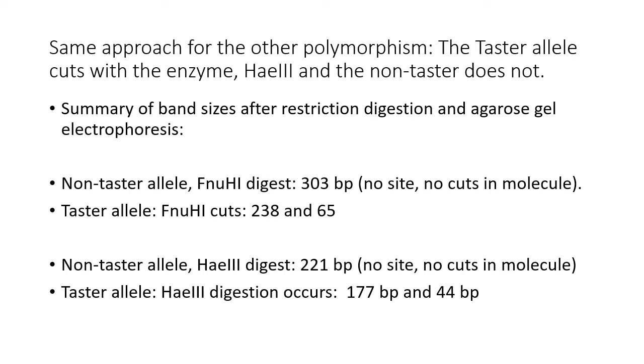Okay, so summary for the FNU enzyme. The non-taster allele is 303 base pairs, and the taster allele cuts into 238 and 65. Okay, I'm just going to describe the HAE3, which is the second site. That full-length product is 221 base pairs, and if you are a taster allele, you will cut that into two pieces, 177 and 44 base pairs. Same idea as the FNU. The HAE3 enzyme site is destroyed by the nucleotide change that occurs with a non-taster.